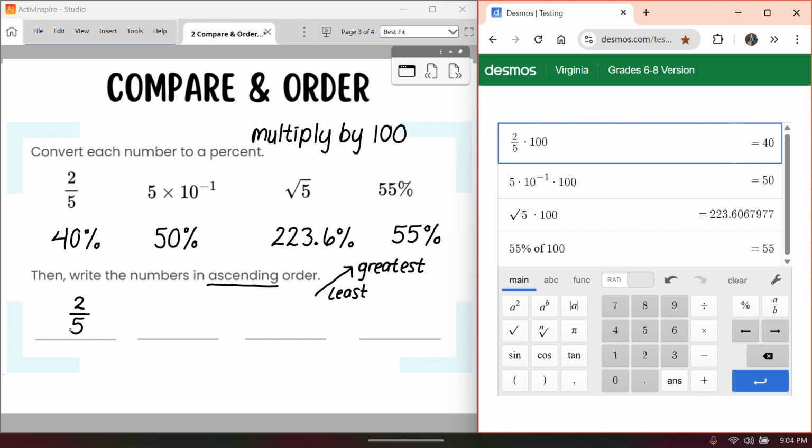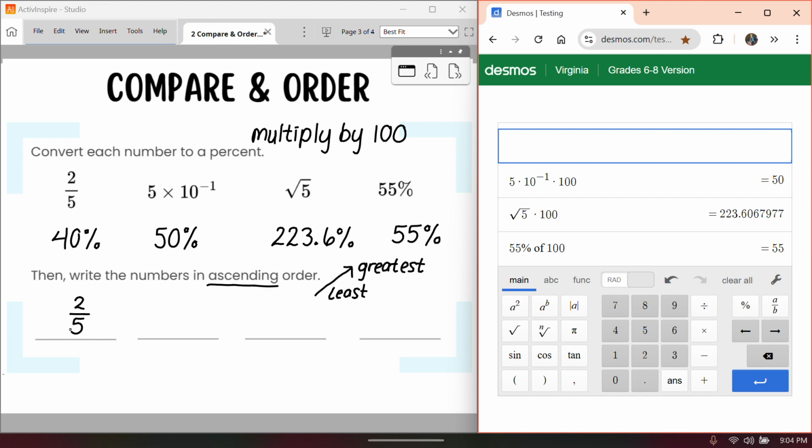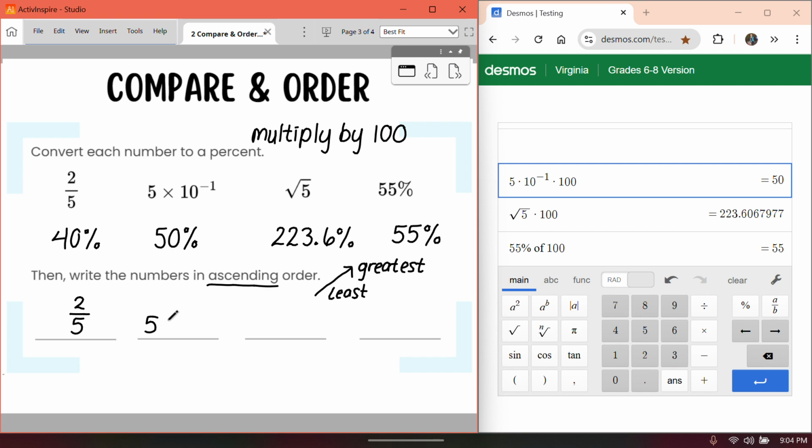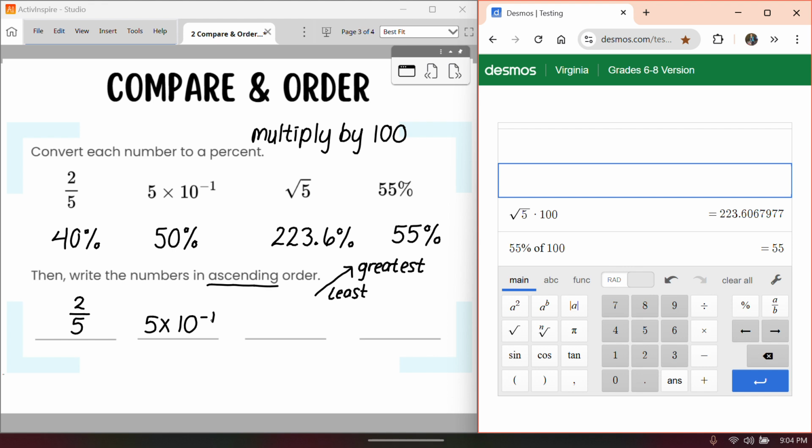And then if you're using Desmos as your scratch paper, what I like to do is just delete that line really carefully, make sure nothing else disappears. But now that number is gone. I'm not going to cross anything off on my notes because I don't want to make them messy. I'm just going to move on to the next number. So now, of the 3 numbers I have left, which one is the least? And I can see that the 50 is the least. So I'm going to write that one next. 5 times 10 to the negative first.